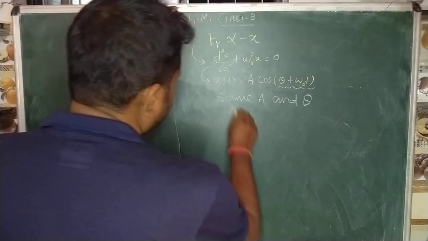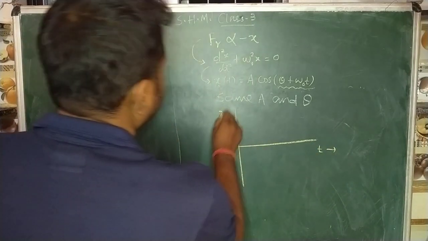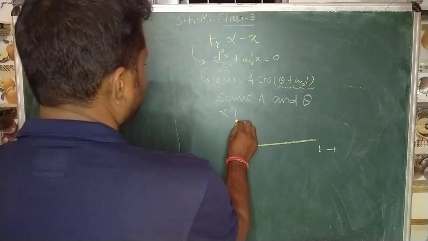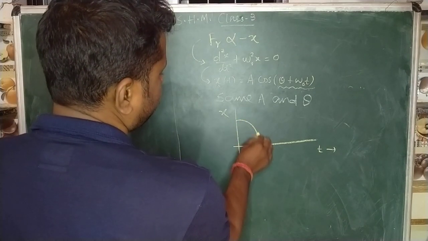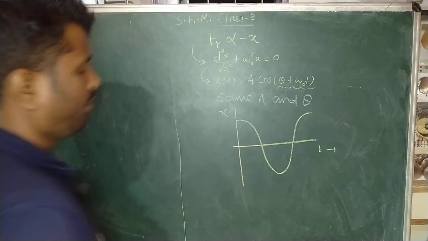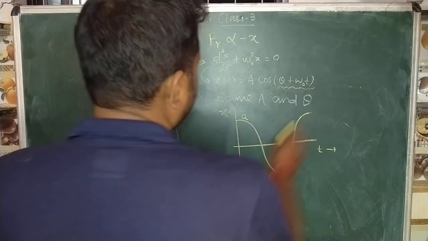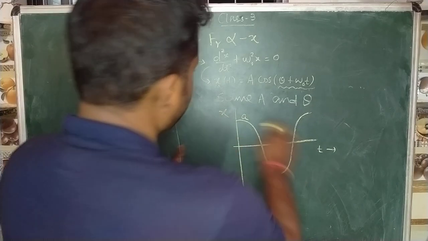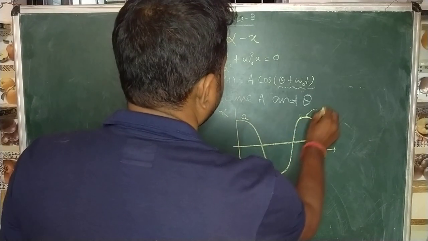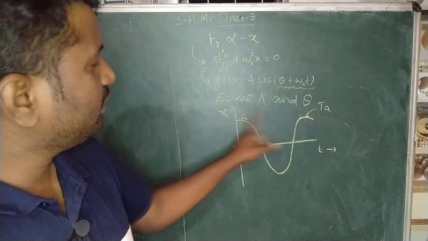Again, I draw here the x-t graph. The first one is something like this. Amplitude is A. This is our oscillator A, a fast oscillator. And here, the motion repeats, very same, like this. Here is our TA, one complete oscillation. The motion repeats here. This is our one time period.